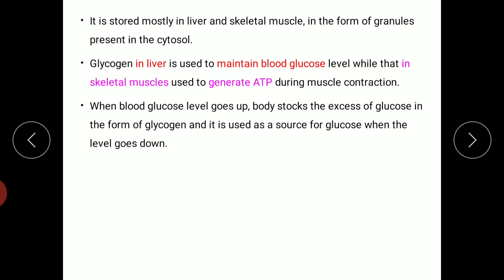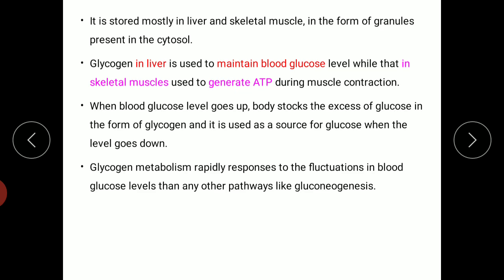When blood glucose level goes up, body stocks the excess of glucose in the form of glycogen in liver, and it is used later as the source of glucose whenever the blood glucose level goes down. Glycogen metabolism rapidly responds to the fluctuations in blood glucose levels than any other pathways like gluconeogenesis.